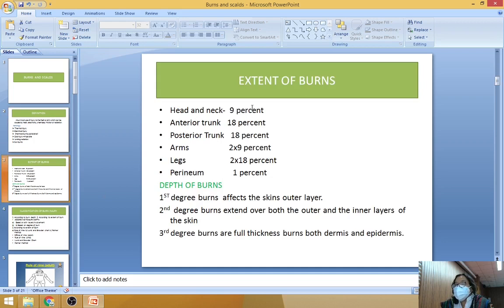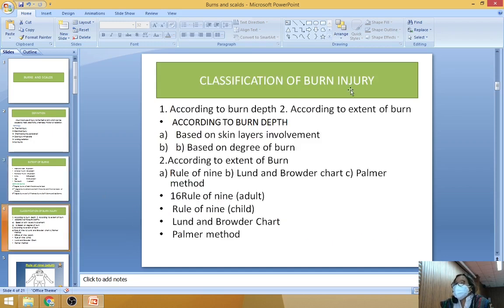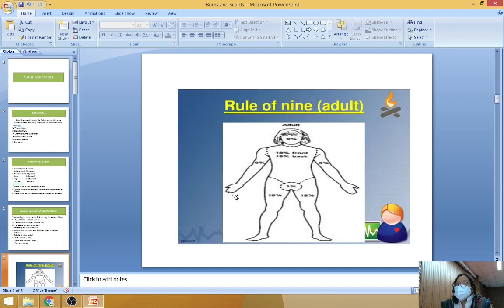This is the rule of 9. Then depth of burn: the degree, first degree, second degree and the third degree. Then classification of burn injury, that also I have completed that day, right? Then rule of 9. Did you understand the rule of 9?